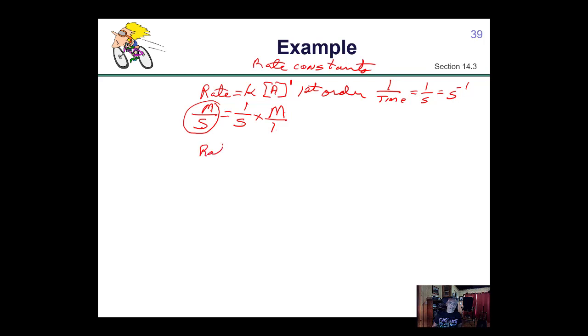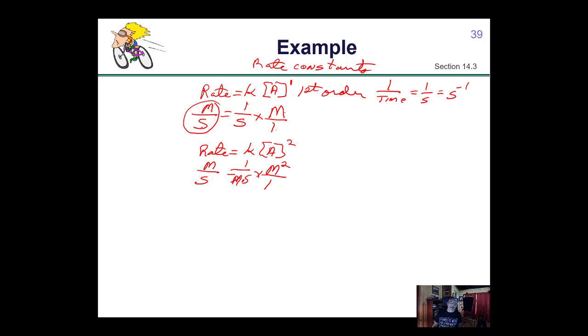Let's change it. Let's do rate is equal to K times A, and let's make this second order. We're second order overall because there's only 1 reactant here. Remember that this has to be molarity over time, and we're just going to use seconds. The concentration of A is in molarity, but it's second order, so it's molarity times molarity, which gives me molarity squared over 1. So what are the units of K going to have to be? Well, if I'm going to wind up with molarity over time, this has to be 1 over molarity times seconds.